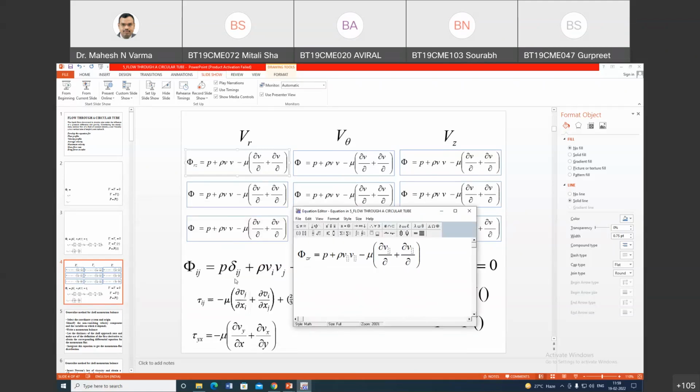What about delta of ZR? Delta. This is the Kronecker delta. This is not thickness. This is the Kronecker delta.